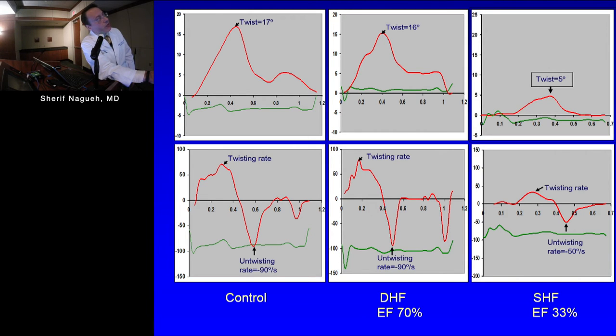As you see here, compared to controls, twisting rate and actual twist are very similar. In comparison, patients with depressed EF, these values are depressed.